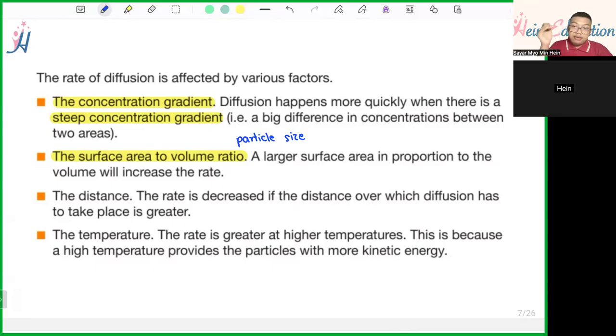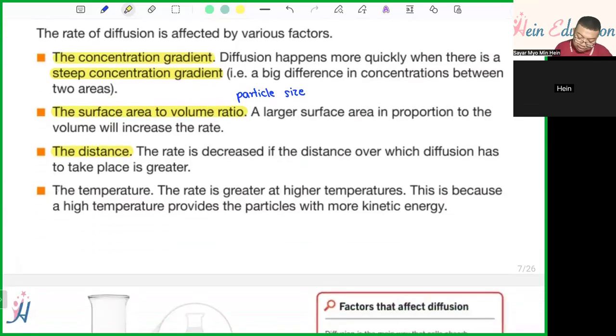When there is a larger surface area to volume ratio, the rate of diffusion will be faster. And of course, the distance. The distance is very obvious. The rate is decreased if the distance over which diffusion has to take place is greater. I'm giving a lot of coffee examples because I like coffee, right? If I'm drinking a cup of coffee here and someone comes near to me, of course they will get the smell of the coffee. But if they are in the next room, or very far away from me, they will not get the smell of coffee because the distance is very large. So the rate of diffusion will be slow, or it will decrease.